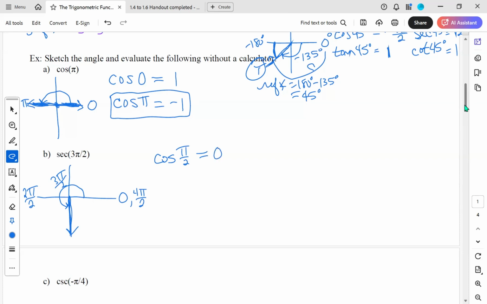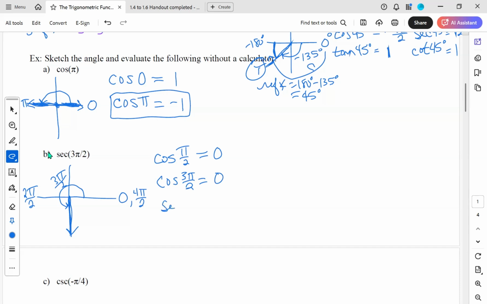Okay, again, either using the unit circle or the hand trick, whichever works best for you. The secant of pi over 2, well, actually, let me think this out a different way. Okay, so that tells me that the cosine of 3 pi over 2 is the opposite of that. Well, it's still 0 because the opposite of 0 is 0. Okay, so cosine of 3 pi over 2 is 0.